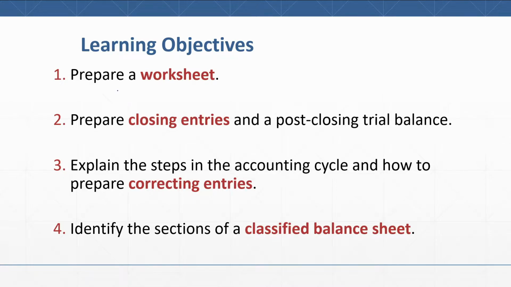In the first learning objective we talk about the worksheet, which is an optional tool accountants use to prepare financial statements. In the second learning objective we learn how to close our accounts. We learn what types of accounts need to be closed. We also will talk about post-closing trial balance. So this will be our third trial balance in the accounting cycle.